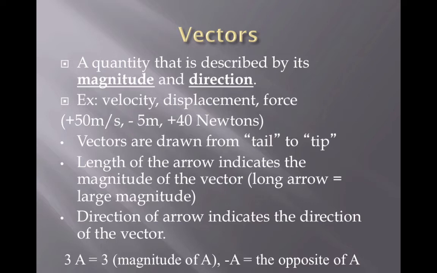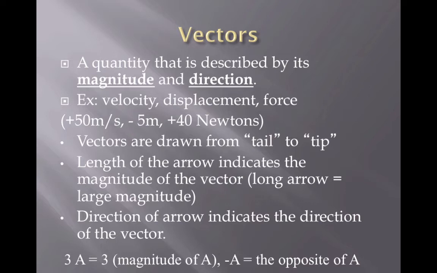Pick a direction, and really all a vector is a line drawn from tail to tip. If you want a large vector, we need a long arrow. If you want a short vector, we need a short arrow. And to know which direction, just put an arrowhead on the vector.